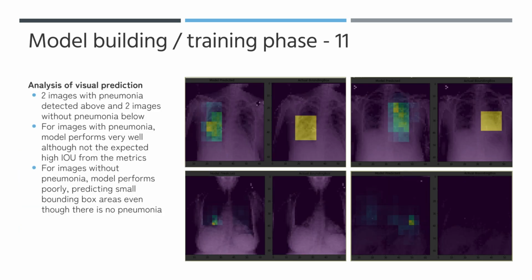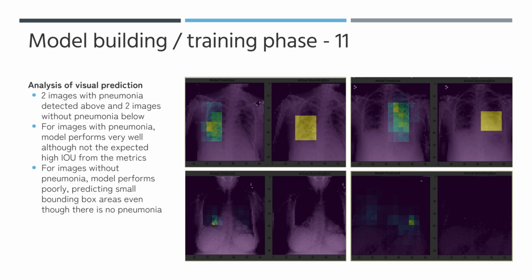The final test would be to select and run a few test DICOM images through the model for actual prediction. For the images with pneumonia detected above, I can see that the model predicts it generally quite well, although it is not the high IOU performance seen in the above IOU metric. At least the model is still able to detect the pneumonia area to a generally good accuracy.